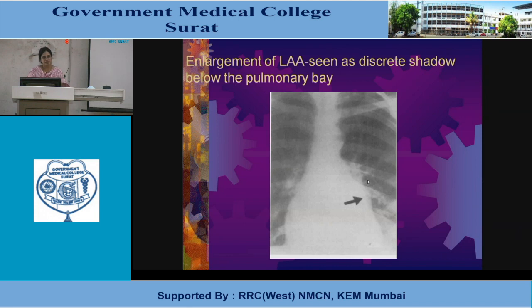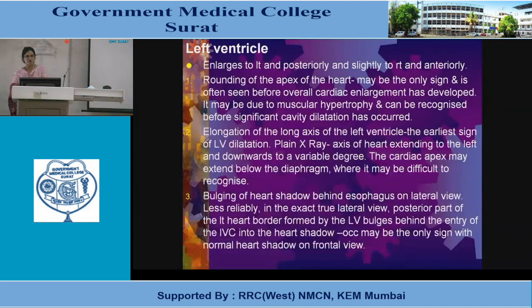Coming to left ventricular enlargement, it is situated on the left side. It enlarges to the left and posteriorly, and slightly to the right and anteriorly. So what will we see? Rounding of the apex of the heart, which is formed by the left ventricle. It may be the only sign and is often seen before overall cardiac enlargement has developed. It may be due to muscular hypertrophy and can be recognized before significant cavity dilatation has occurred.